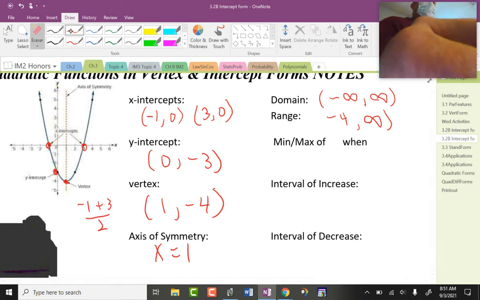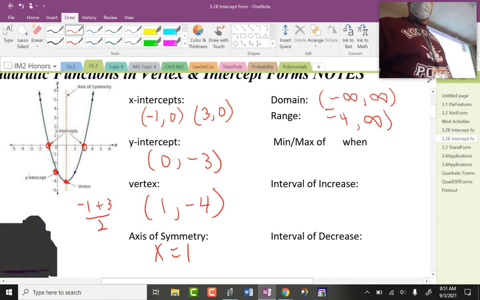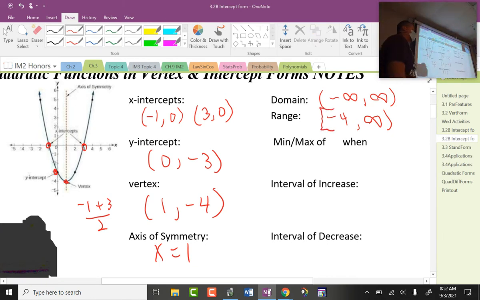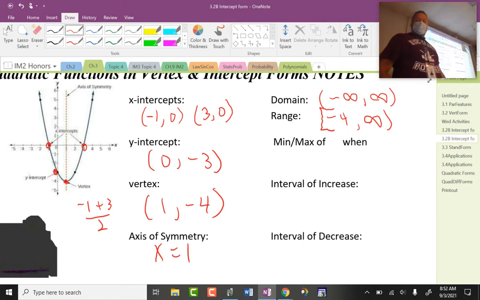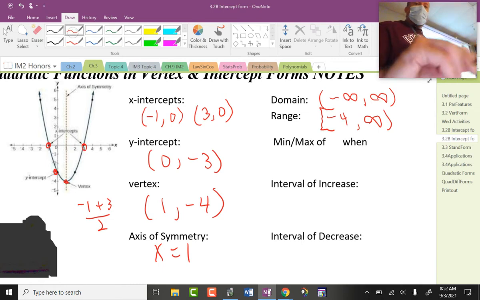I didn't write something. And I did that on purpose. I wanted to make a big point. That is a bracket. That means including -4, right? -4 is specifically the vertex's y-coordinate. And then that leads to the next thing, minimum or maximum.